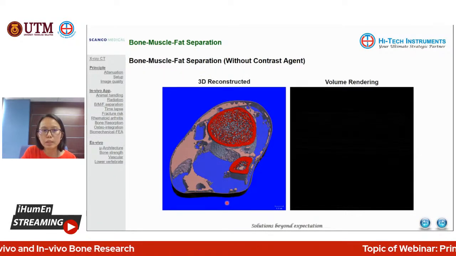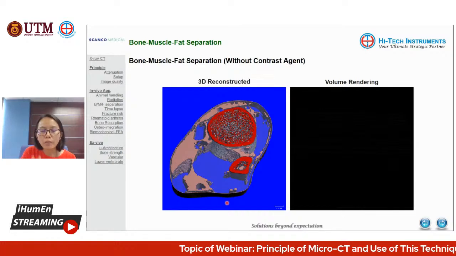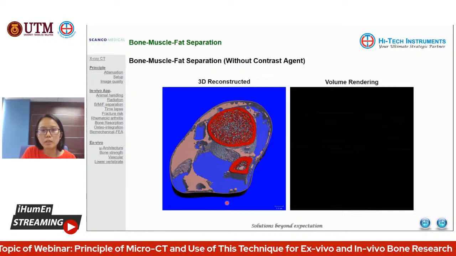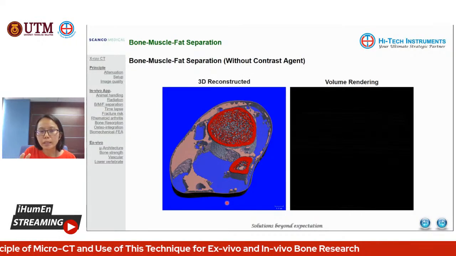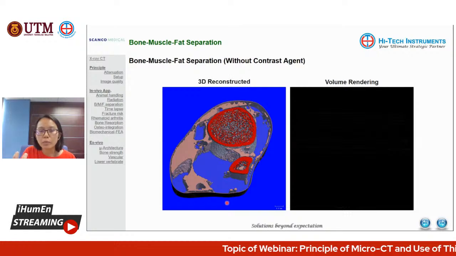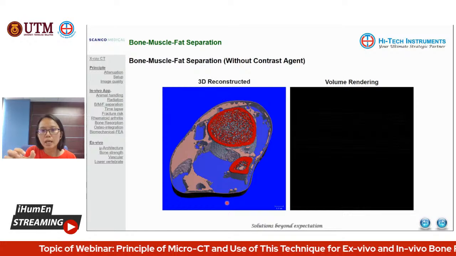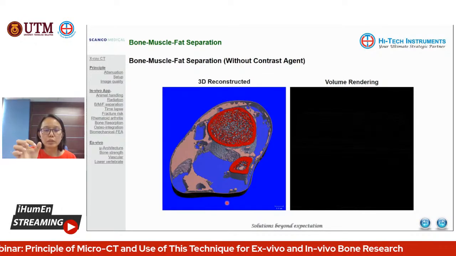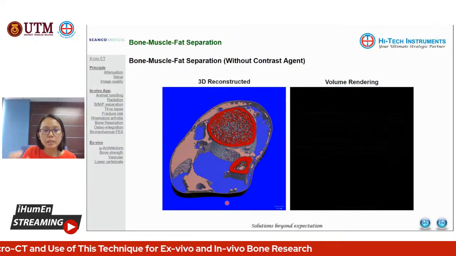Okay, next, we come to the bone, muscle and fat separation. Of course, if your main target is just the bone itself, it's pretty easy. You just go to 70 kV and you can get a high resolution of the bone itself. But in some research, if you would like to study both fat and muscle, you need to re-optimize. You need to find a setting that is able to give you a good differentiation between all these 3 materials.